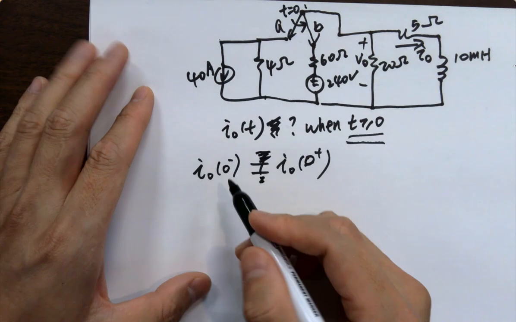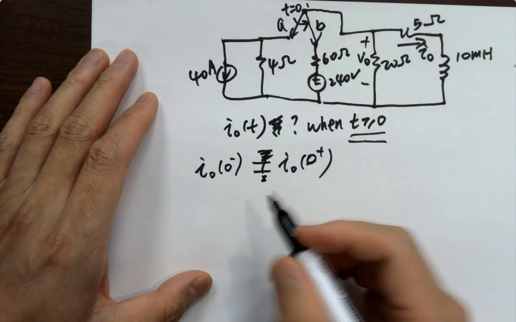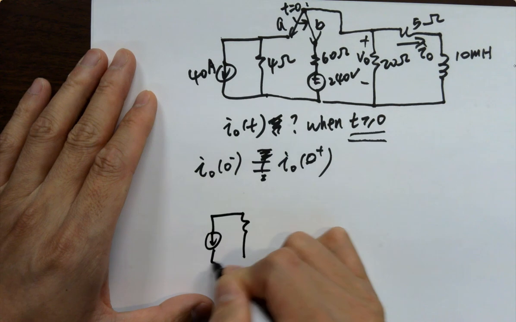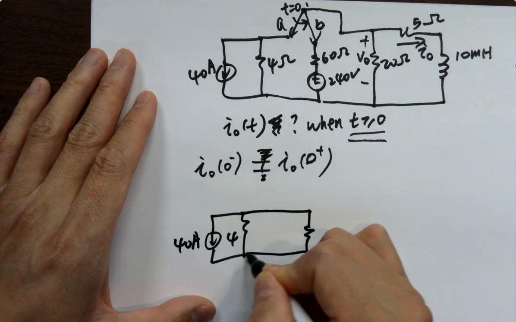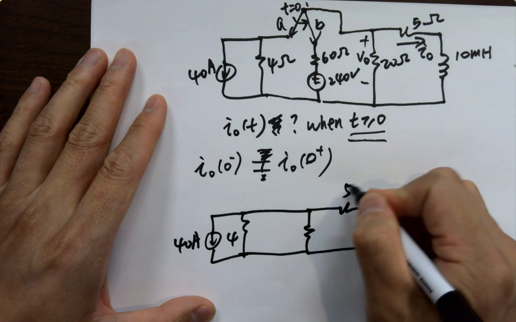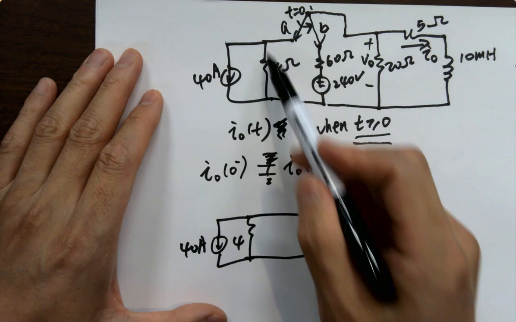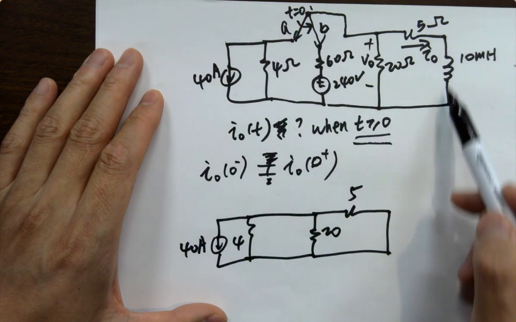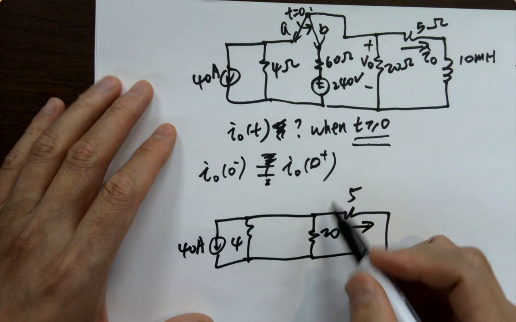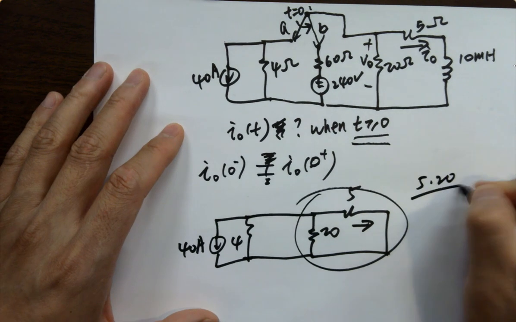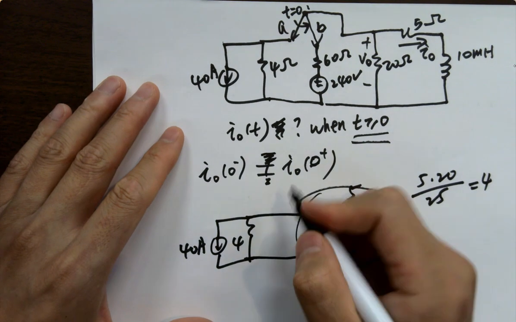So what's I0, what's the current at T0? The circuit looks like this, right? 40 amps, 4 ohms. That's it. So from here to here, it's a wire because it's been there for a long time. So what's the current? Especially these two in parallel, which is 5, 20, 25, 4. This is the 4 ohms.